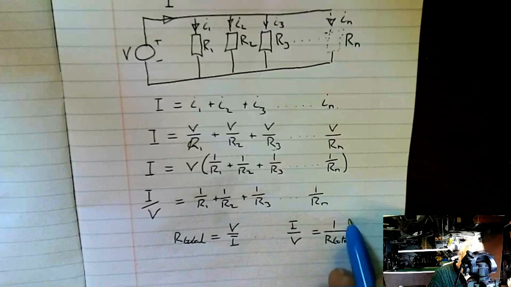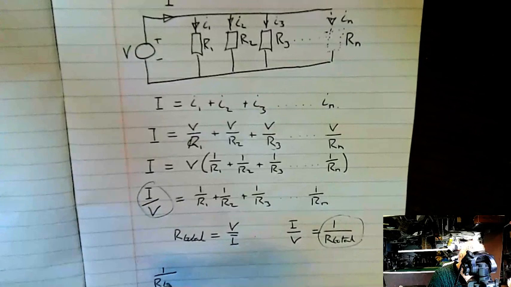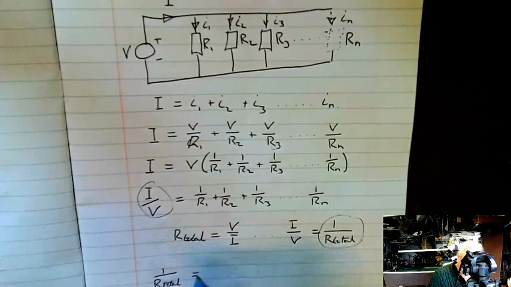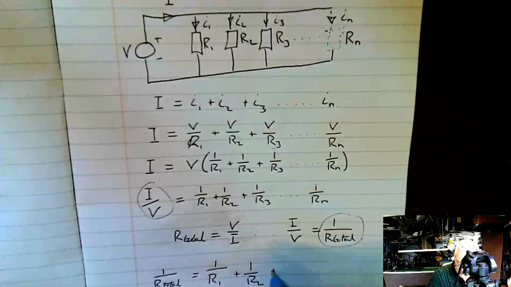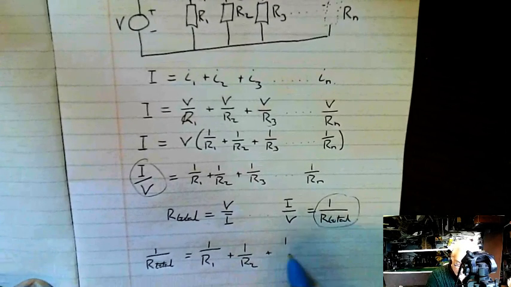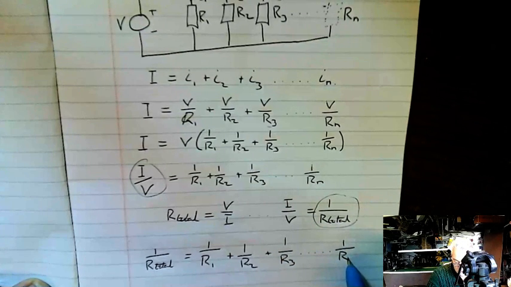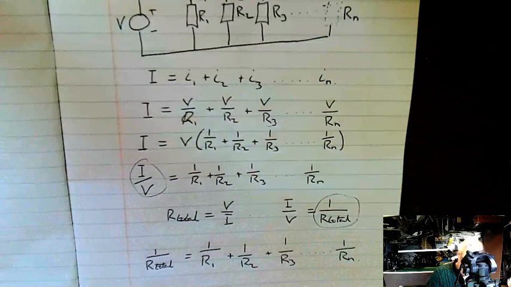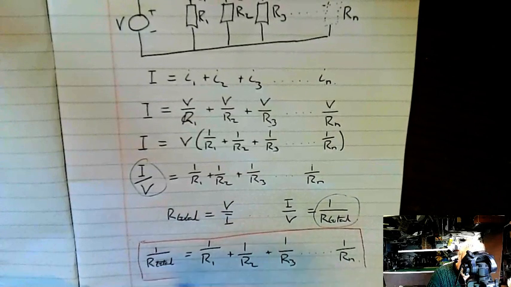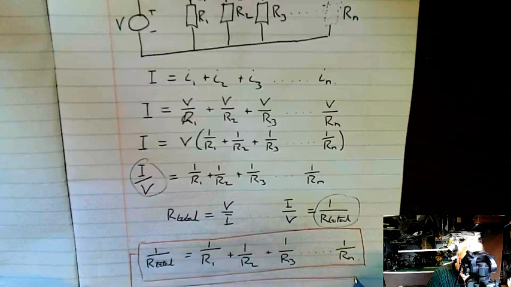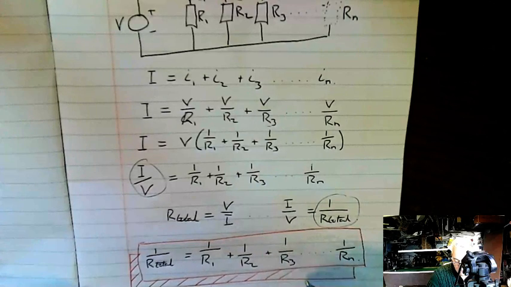So what that means is I end up with this final equation: 1 upon R total is equal to 1 upon R1 plus 1 upon R2 plus 1 upon R3, dot dot dot, 1 upon Rn. Okay, how neat is that? So now we have an equation which relates any number of resistors in parallel and enables us to calculate the equivalent resistance of all of those resistors in parallel.